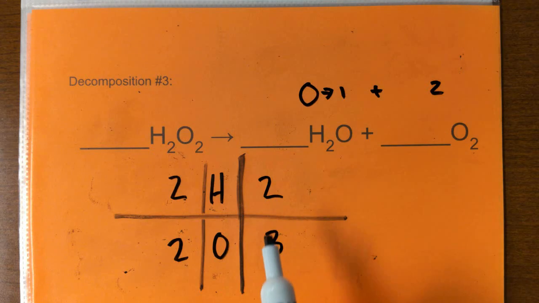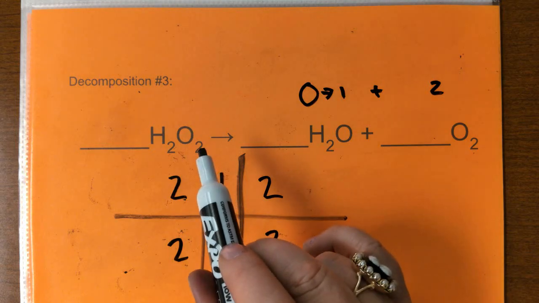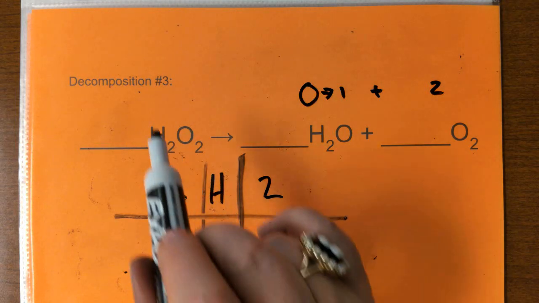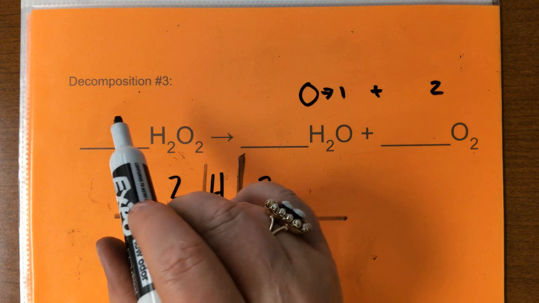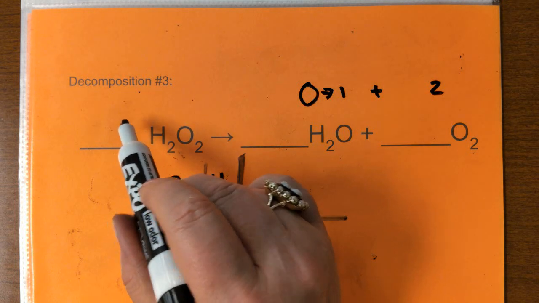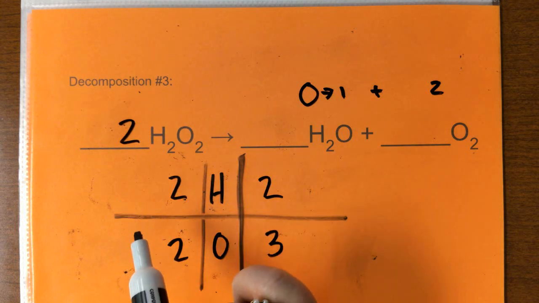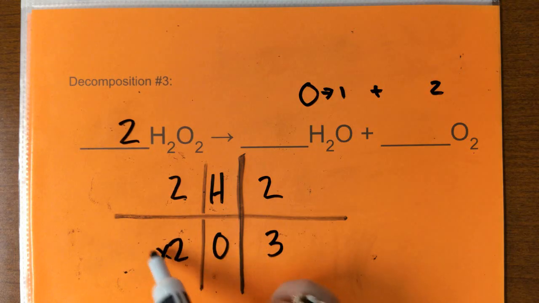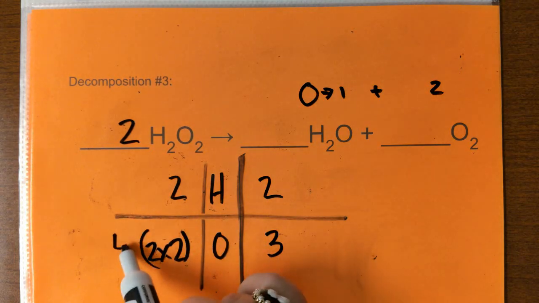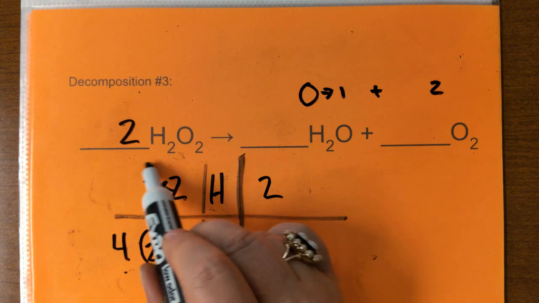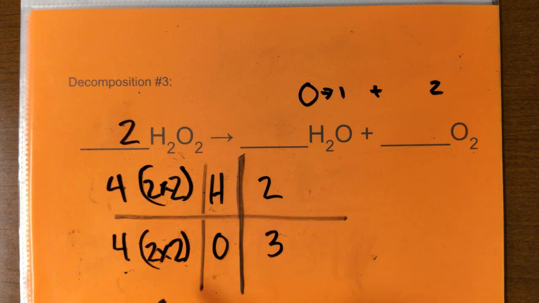Okay? So I've got 2 oxygen here, 3 here. I know I need more. I'm not going to put a 3 on this. Let me just double this. Let's start with doubling it. If I double it, now I've got 4 and 4. So I've got an even number of oxygen.